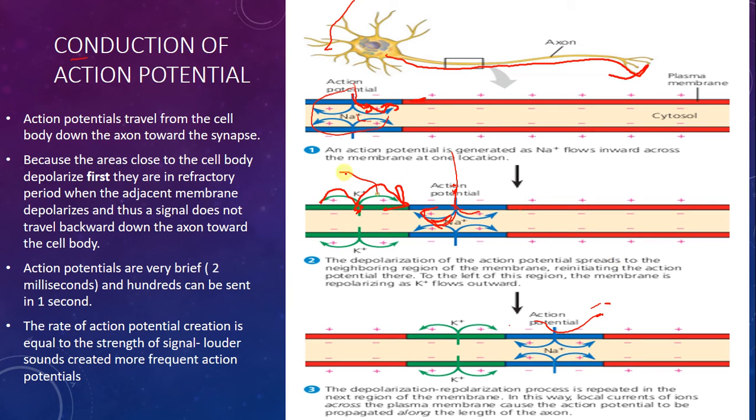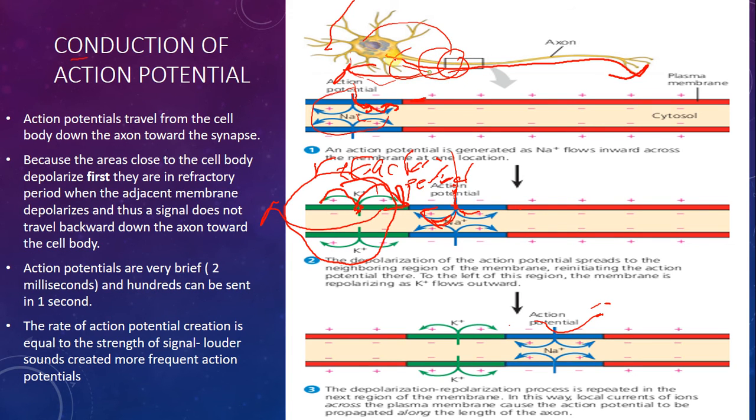What's really important is because this is repolarizing right now, even though the adjacent membrane is depolarizing, this section is in its refractory period. Because of that, it can't stimulate a second action potential. This is what prevents the signal going back this way towards the cell body. All of these, the area of the membrane upstream close to the cell body, is in the repolarization phase. It prevents the action potential from going this way. It can only go that way.